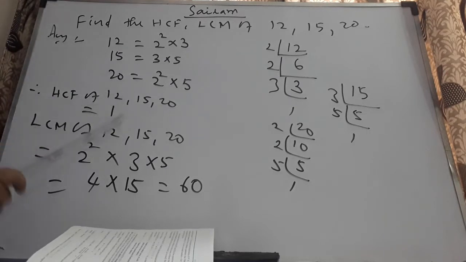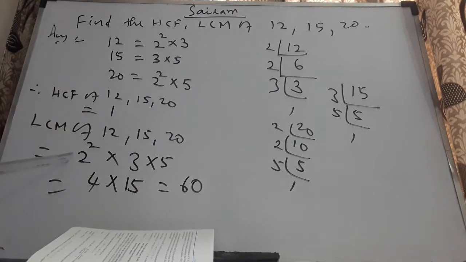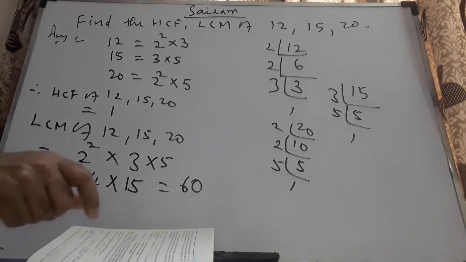HCF is automatically 1. And LCM is, out of 2 square, 2 power 0, I have to write the greatest power: 2 square. 3 power 0, I have to write 3. 5 power 0, I have to write 5. Therefore, I'll get 12 into 5, 60. 4 into 3 is 12, 12 into 5, 60. Either way you can write 4 into 15 or 12 into 5. Therefore, HCF becomes 1 and LCM becomes 60.